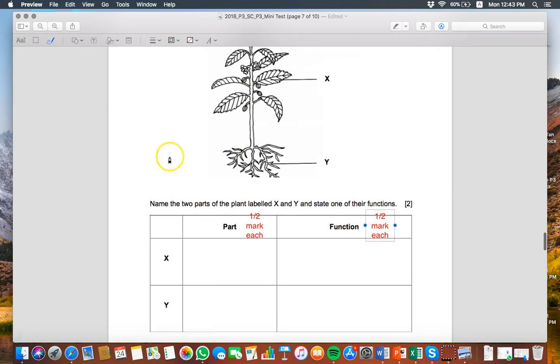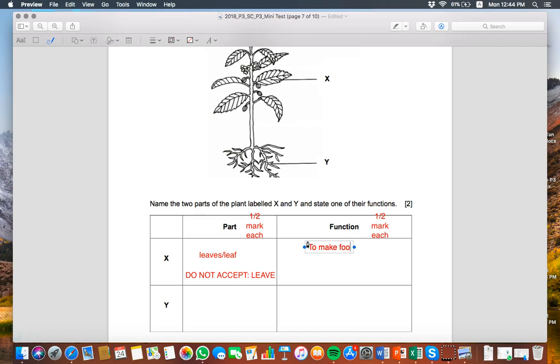So what is X? X, very straightforward. X is the leaves, or leaves for plural, or you can say leaf for singular. Do not accept leave. We do not accept leave. Why? L-E-A-V-E, leave, means to go, to get out. So it has a totally different meaning than a leaf of a plant. Understand?